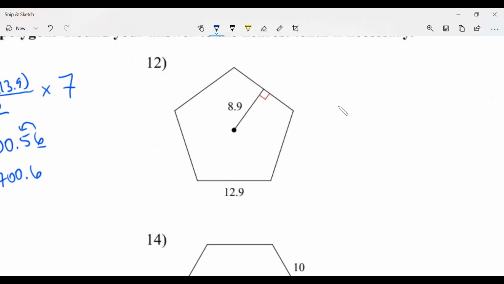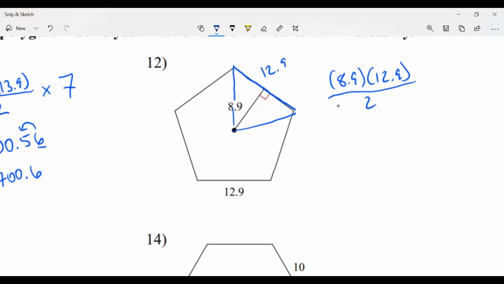I know each side is 12.9 because it's a regular polygon. So I'm gonna say this side out here is 12.9. I see I create a triangle here. I'm gonna get the area of that triangle. And for that triangle, I'm gonna go 8.9 times 12.9 divided by 2. So it's gonna give me the area of that triangle. And whatever I have, I'm gonna multiply this by 5, because there are 5 sides. So let me go 8.9 times 12.9 divided by 2 times 5.